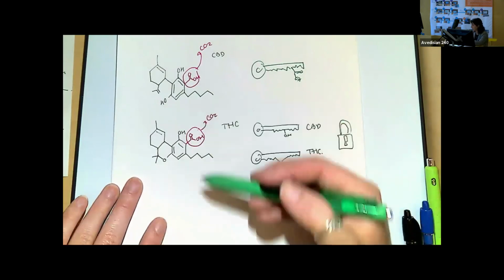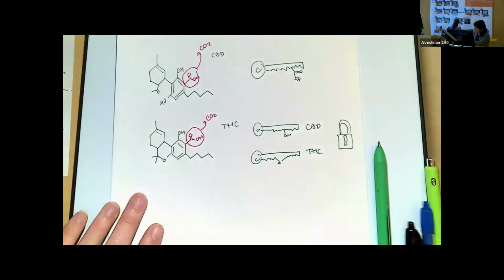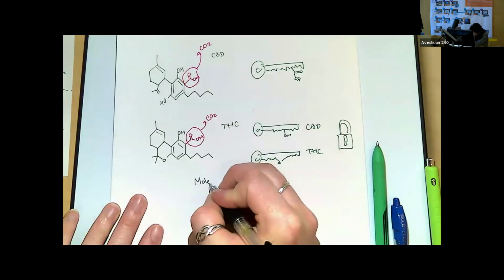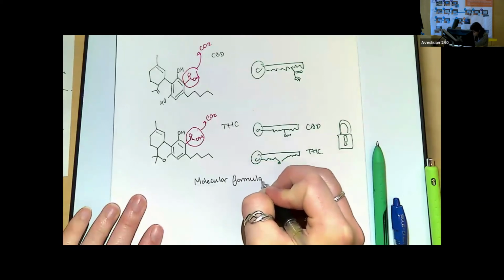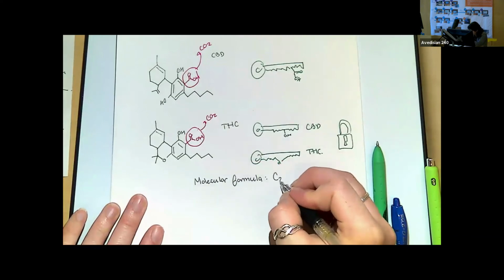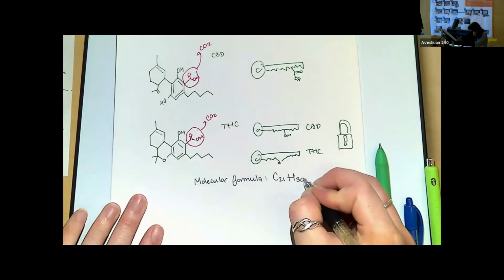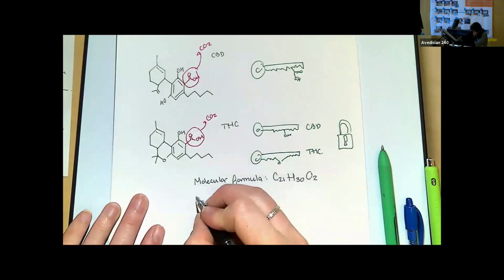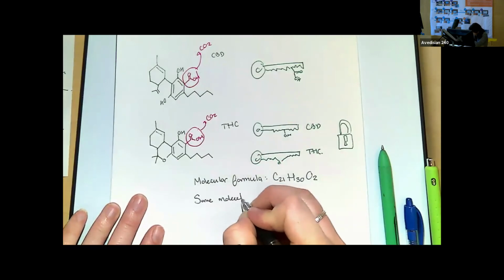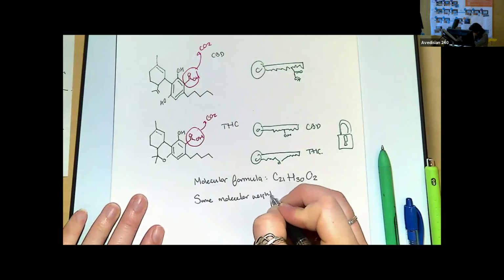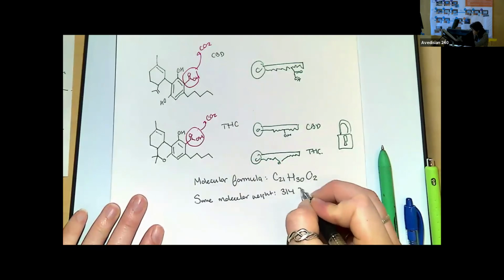Some things that these molecules have in common is their molecular formula, C21H30O2, and they have the same molecular weight of 314 Daltons.